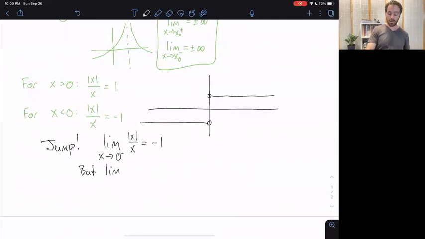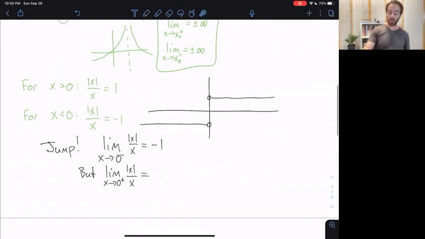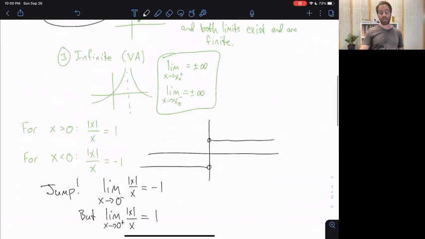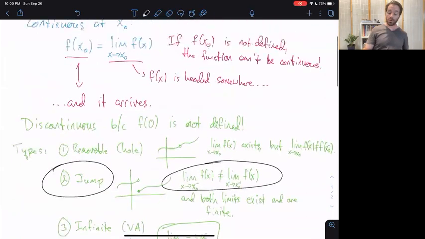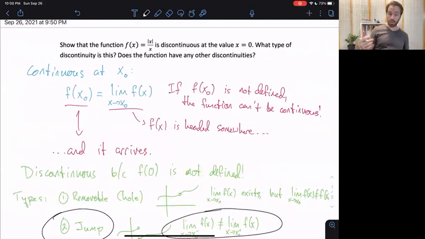But the limit as x approaches 0 from the right-hand side of the absolute value of x divided by x, now we're talking about approaching it from this side. And this, you can tell, approaches +1. This means that the left and right-hand limits are not equal. And that is exactly the condition that we had for a jump discontinuity. So this function is discontinuous at the value x equals 0. It is a jump discontinuity.